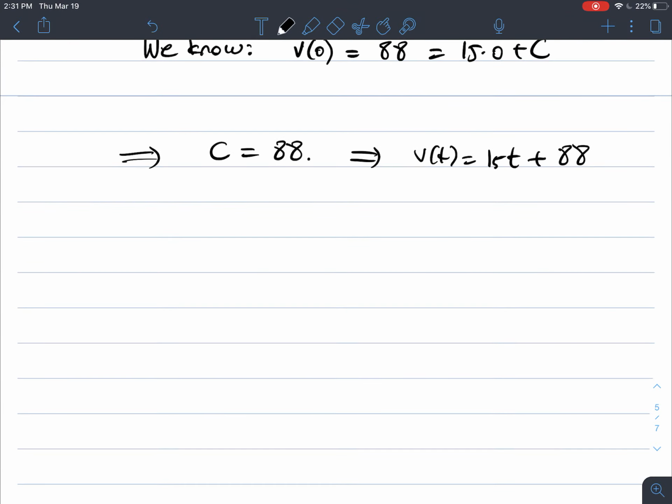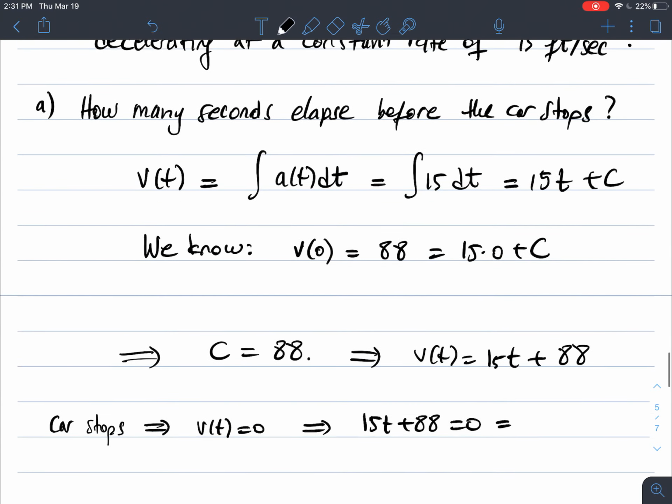All right, so now we set the velocity equal to 0 because that's when the car stops. So this means that 15t plus 88 is equal to 0.